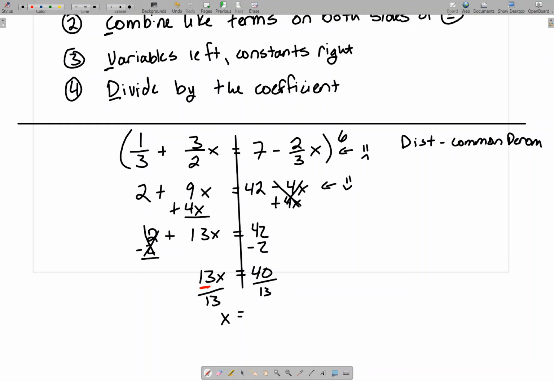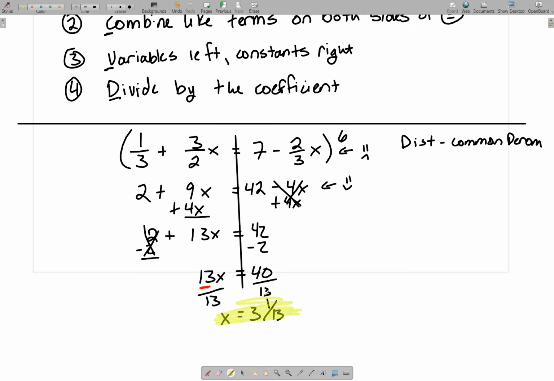13 goes into 40 3 times without going over, and 13 times 3 is 39. 40 minus 39 is 1, so the remainder is 1, and the divisor, what we were dividing by, is 13. I think it's easier to answer this way than the decimal equivalent, which is pretty long and nasty. It's a decimal horror show, whereas this, I think, is pretty kind. I think that's a nice answer.